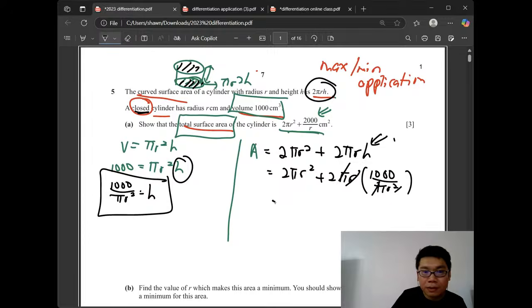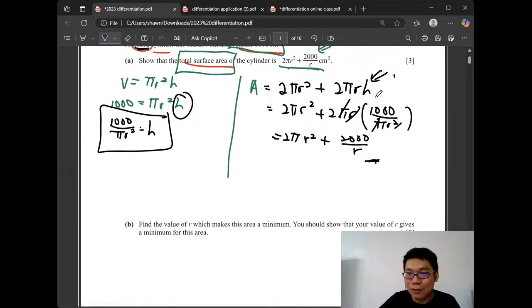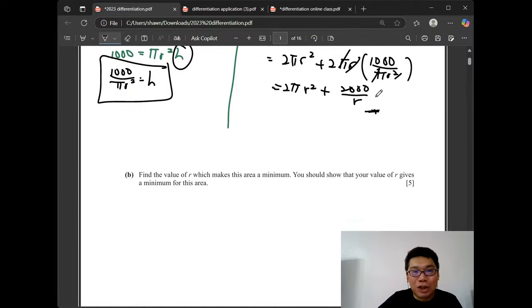Cut. So the thing that I asked you to show, successfully shown here. Okay, 3 marks. Any question? All right, quite straightforward, huh? Okay. So after this, they ask you to find the value of R, which makes this area minimum.